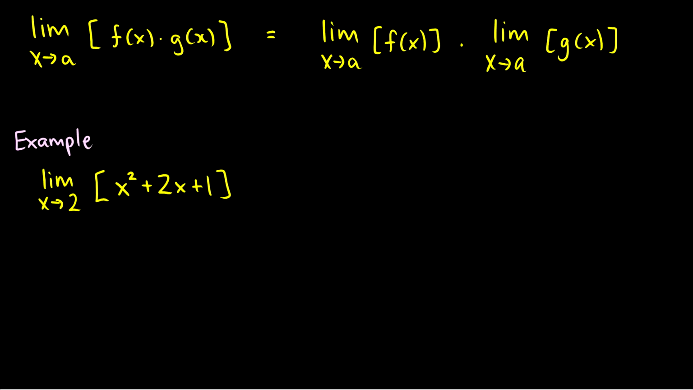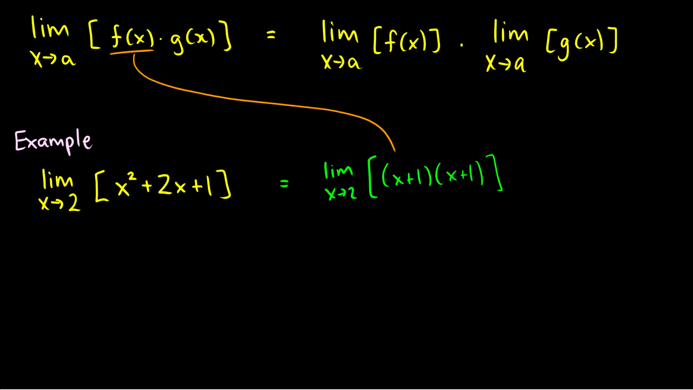The third law is that if we multiply two functions together and take their limits, we can just take their limits separately and then multiply the limits together. So here's an example. The limit as x goes to 2 of x squared plus 2x plus 1. Well, we can factor this. So let's factor this. This is just the limit as x goes to 2 of, well, this would be x plus 1 times x plus 1. Okay, so this kind of fits our pattern up here. So f of x is x plus 1 and g of x is x plus 1.